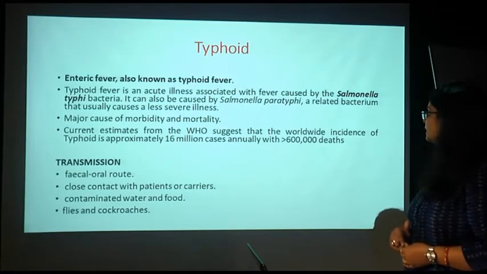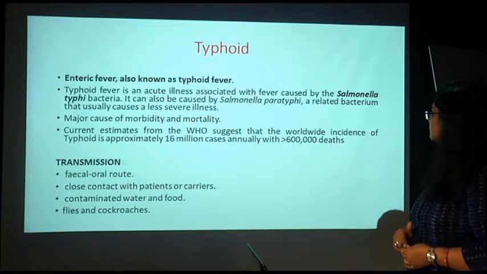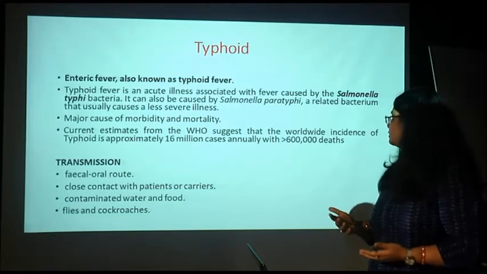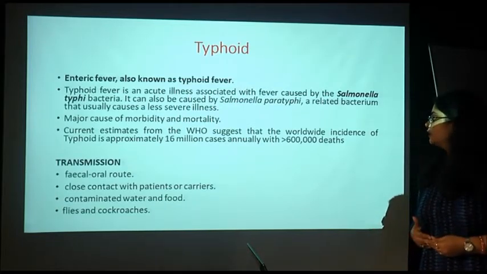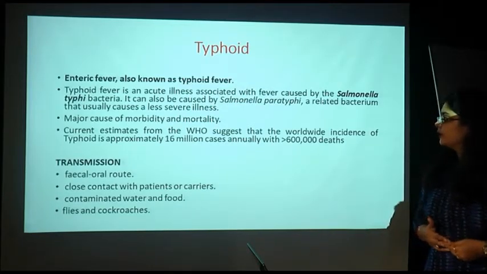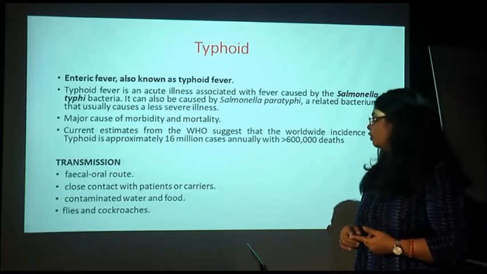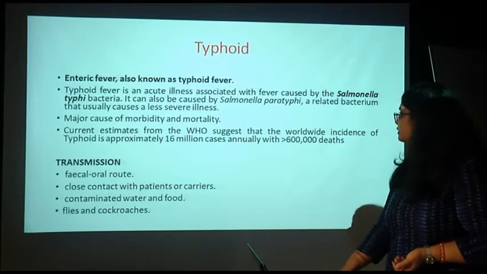Currently WHO suggests that annually 16 million typhoid cases are reported, with greater than 6 lakh deaths. Transmission is by the fecal oral route, contact with patients and carriers, contaminated water and food, flies and cockroaches.